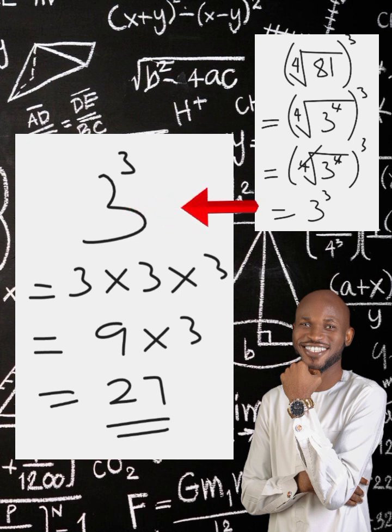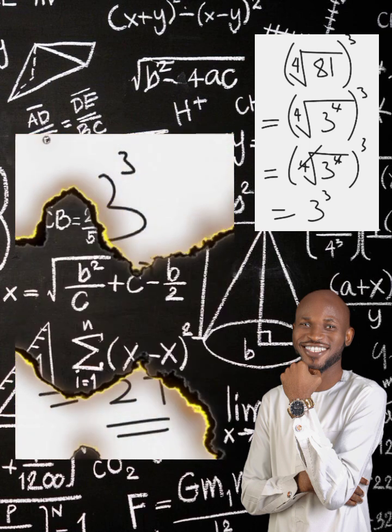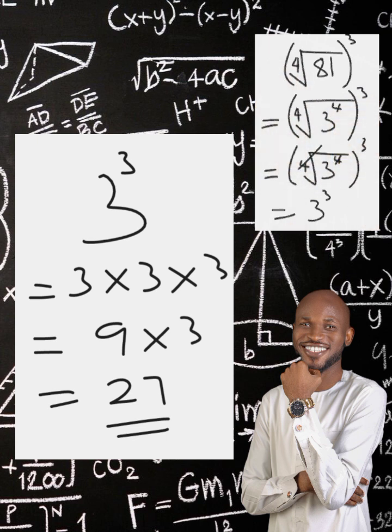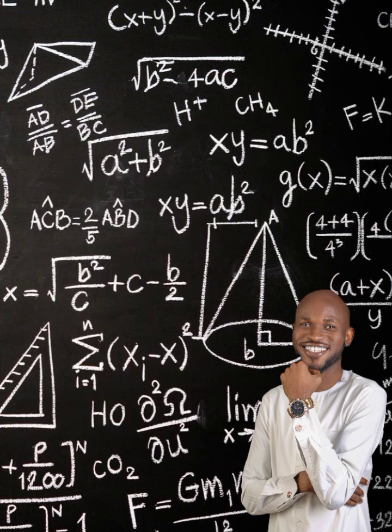3 times 3 times 3. 3 times 3, the first 3 multiplied by the second 3 is going to give you 9, and if you multiply that 9 by 3, you're going to get 27. So your final answer to this question is 27. So you can see, by applying the laws of indices, you can break down any equation on indices.